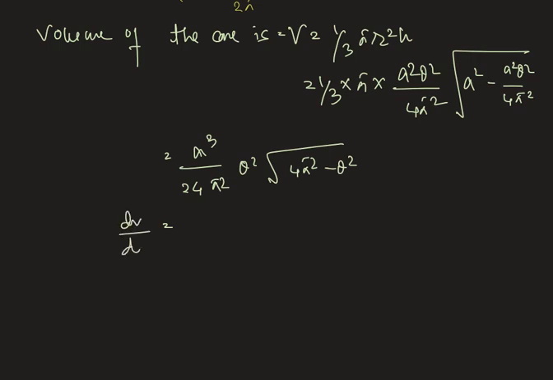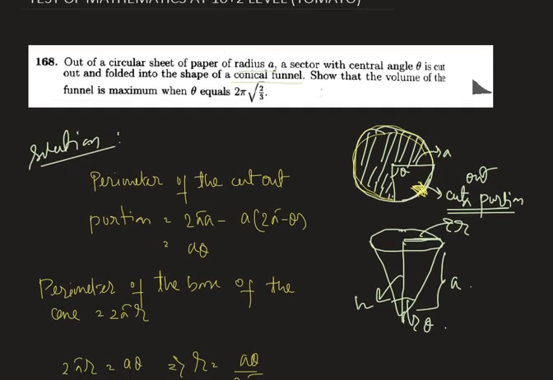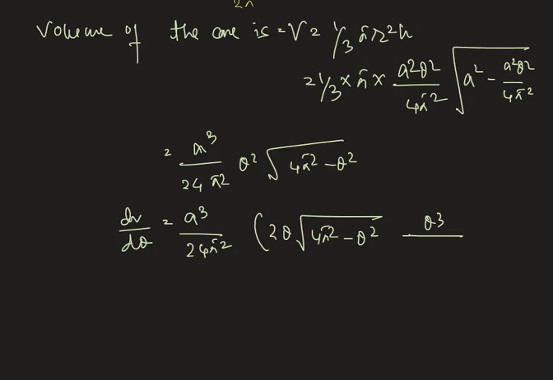Now if we take the derivative to find the maximum volume and equate it to 0, we get a cube divided by 24 pi square multiplied by 2 theta root over 4 pi square minus theta square, minus theta cube divided by root over 4 pi square minus theta square.